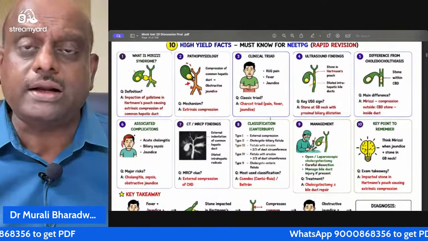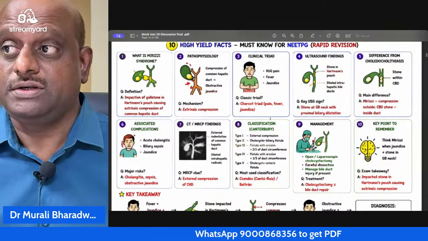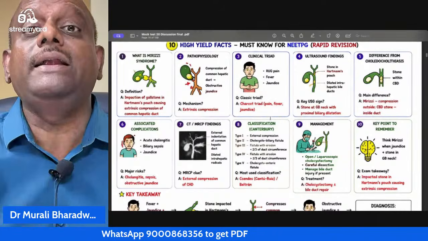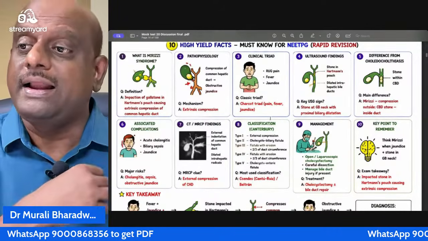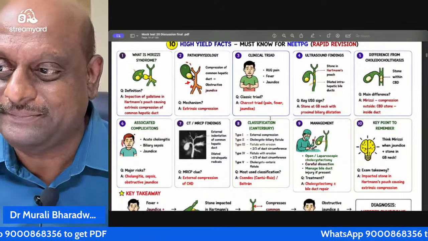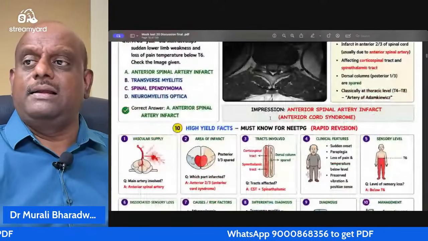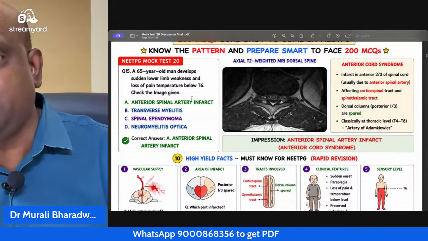Then what is Charcot's triad? Whenever there is a cholangitis, that is inflammation of the bile ducts, you get pain, fever, and jaundice, which is the classical clinical triad. Now, doctor, a 65-year-old man, sudden lower limb weakness, loss of pain and temperature below T6.